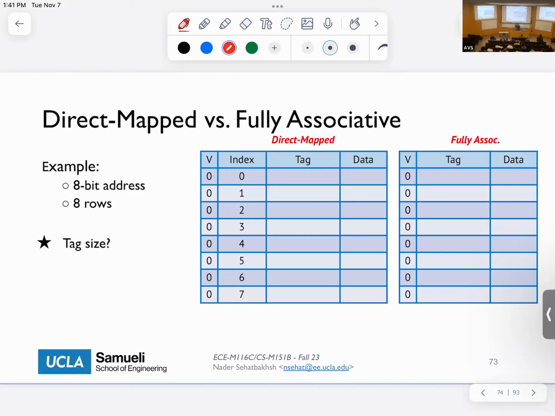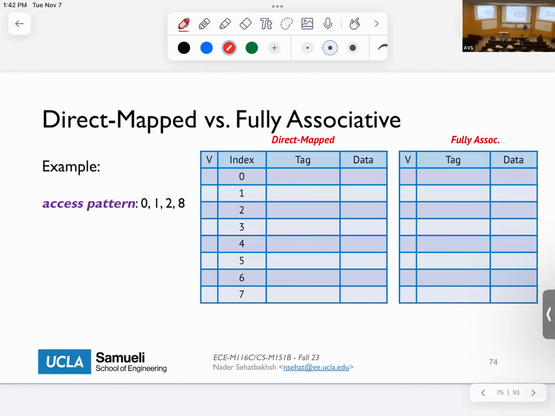We have 8 rows in my tag, so 3 bits of address for the index. What would be the tag size? 5 bits, right? We have an 8-bit address, 3 of it is used for the index, so I need to store 5-bit tags here, right? 5 bits for the tag because I'm already using 3 of it. Remember, I'm just giving you an example of 8 bits. In reality, this is 32. So 32 minus 3 would be 29. But in this particular example, I'm just using 8 bits. And what would be the tag size for the fully associative? 8, right? Because I need to store everything. So that's one thing to remember.